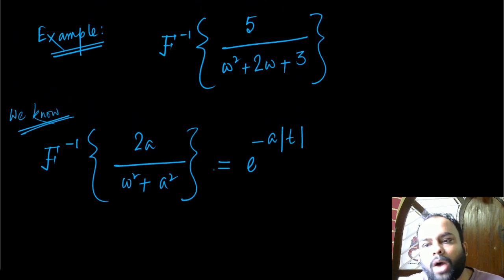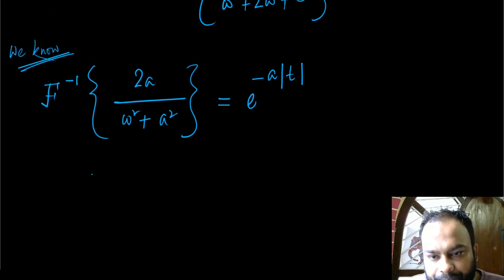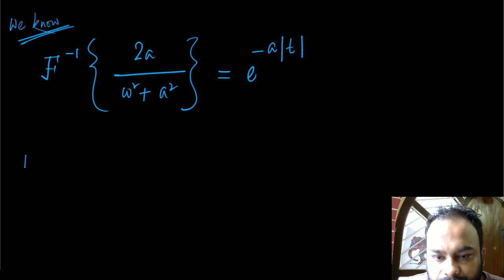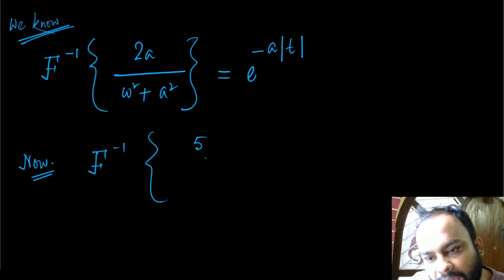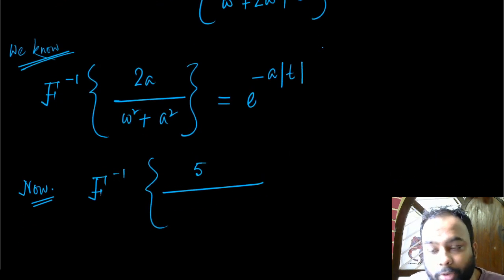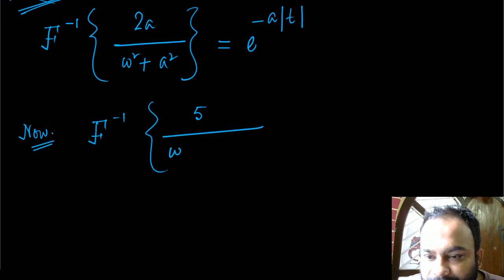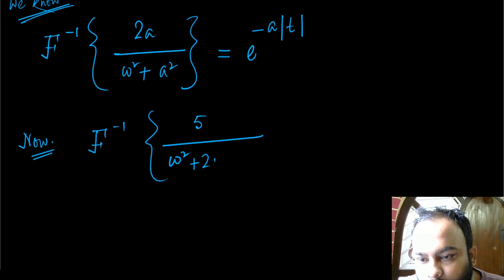Just go through the notes of the last class, or if you have any query regarding this, please feel free to ask. So now we are going to use this property somehow here to figure out what is the Fourier transform of this, right? So my objective is to calculate the Fourier inverse of 5 by, I'm assuming that this is correct, because otherwise I would have to derive this once more, omega square plus 2 omega plus 3, right?